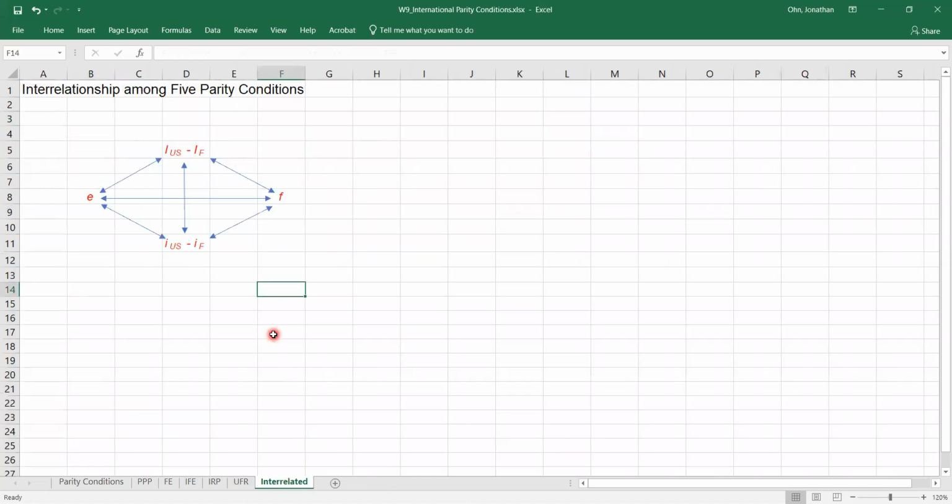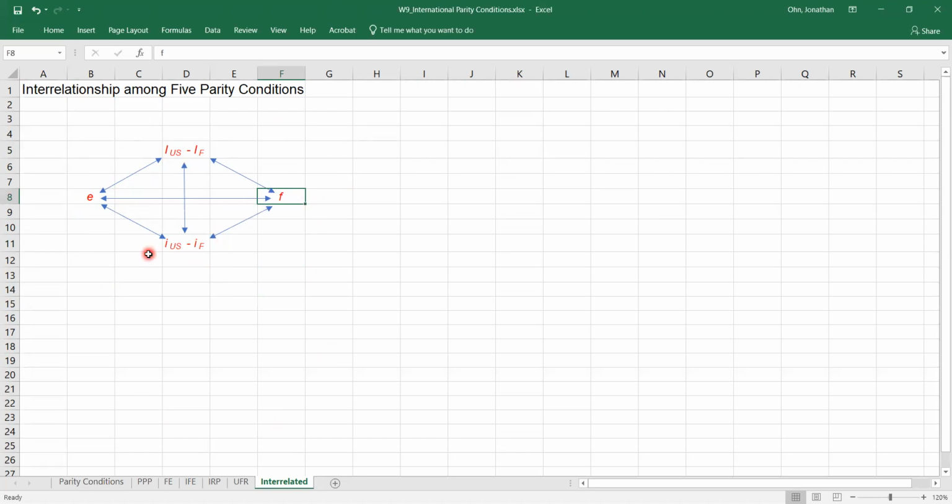How do you interrelate this one? We talk about five different parity conditions, and we can relate them this way. At the beginning, we talk about the variables: the percentage change in exchange rate, this one is relative inflation, this one is relative interest rate, and this is forward premium. So let's talk about this one.